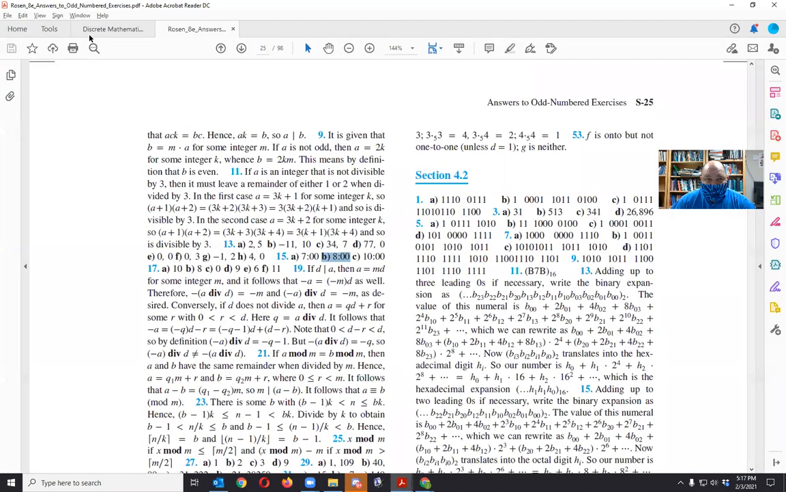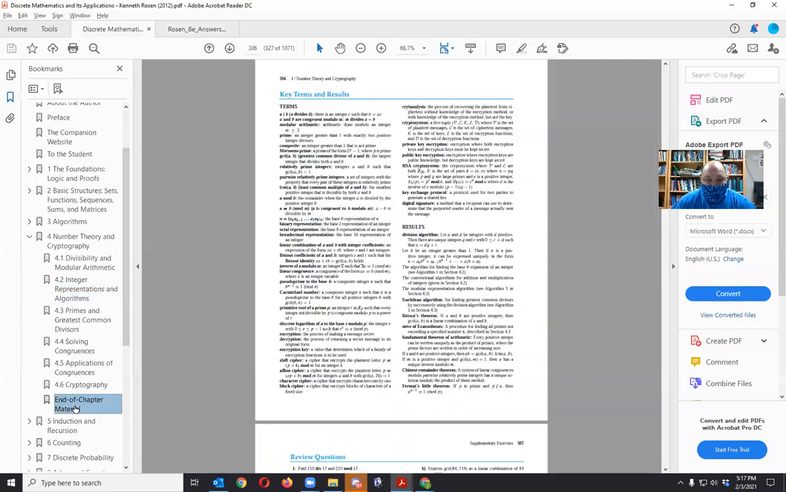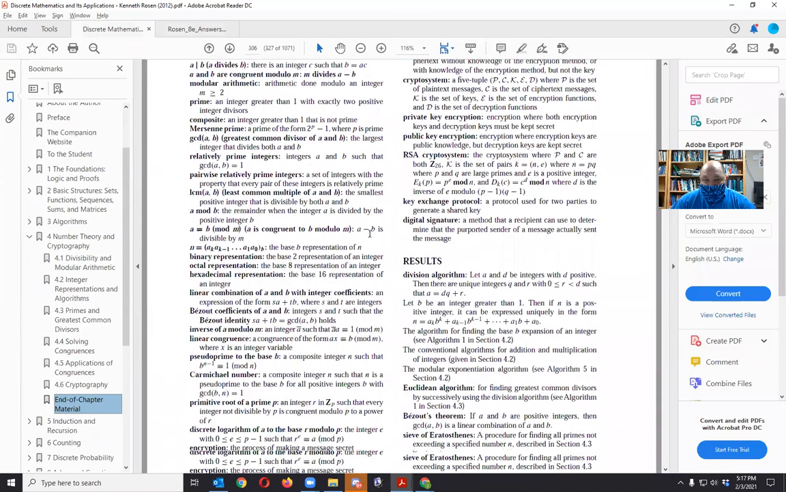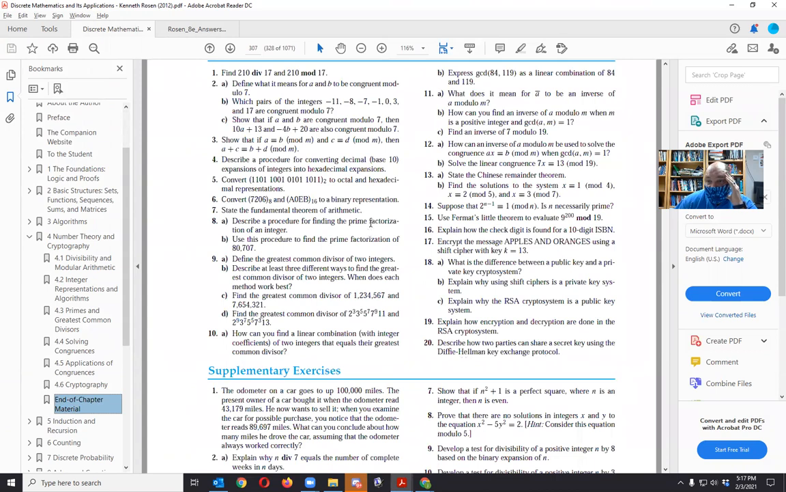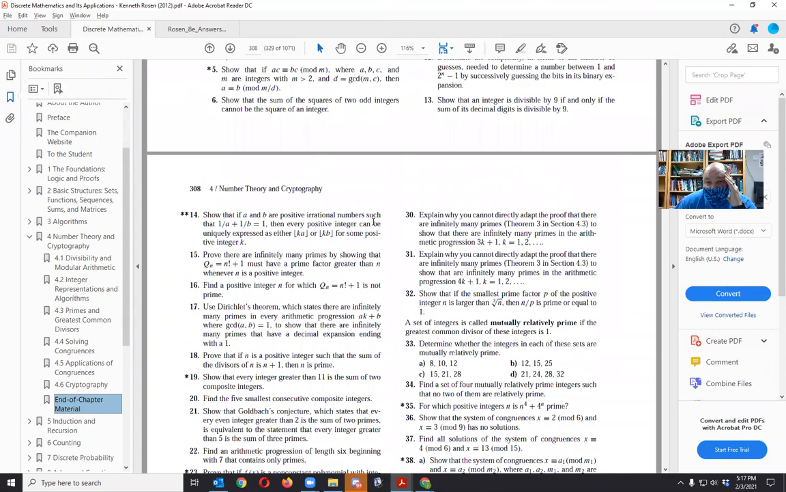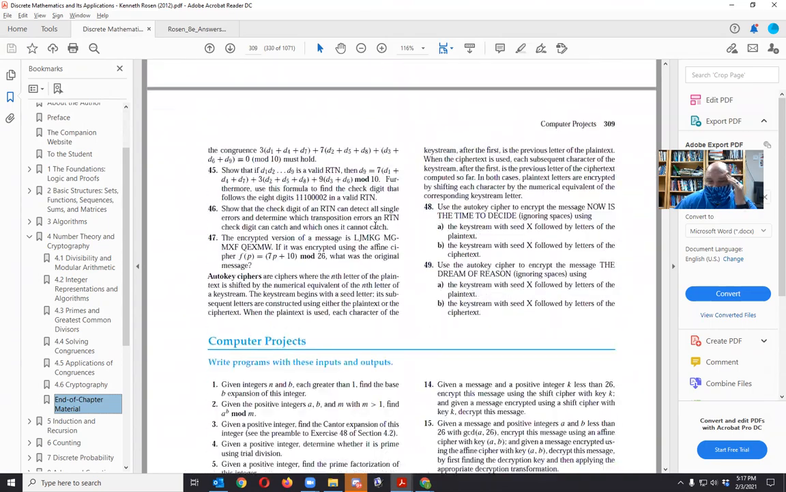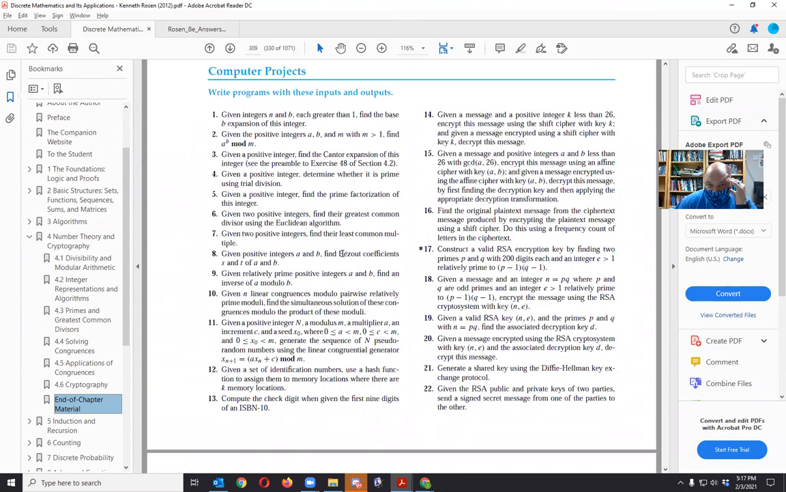Here's the Rosen PDF, right? And here's the end of the chapter material. And there's key terms, there's results, there's review questions, and maybe those review questions are interesting. Supplemental exercises, maybe they're interesting. Maybe that's something that catches your fancy. Here's one that I have a lot of fun with. It's called computer projects. And I think you'll recognize some of these from our test questions. This is where I get the test questions from.